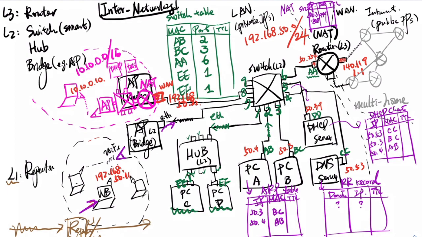Okay, so that is the layer 2, layer 3, layer 1 devices. Make sure you understand all those things. Make sure you understand why they are connected and how they are connected, and how the frames and packets are transmitted in your private network and in the internet. Okay, we stop right here and we will come back later.